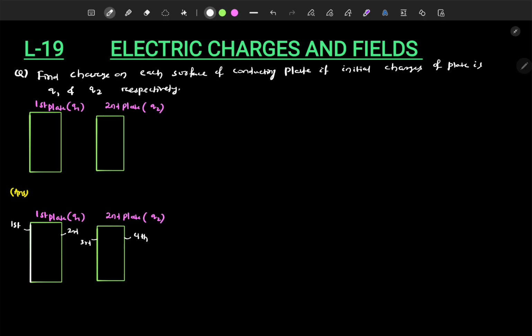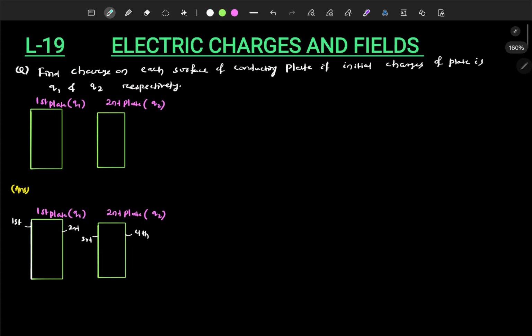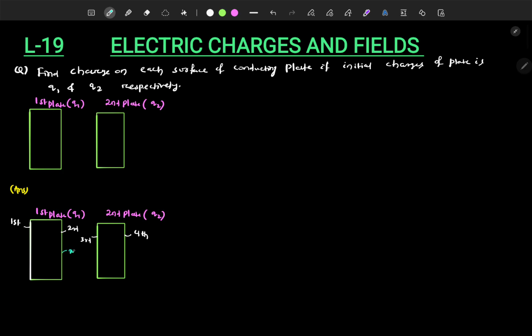Let the charge available on the second surface be x. But the total charge on the first plate is Q1, so the amount of charge available on the first surface will be Q1 minus x. Now the second surface has charge x, so on the third surface, due to induction, minus x amount of charge will appear.